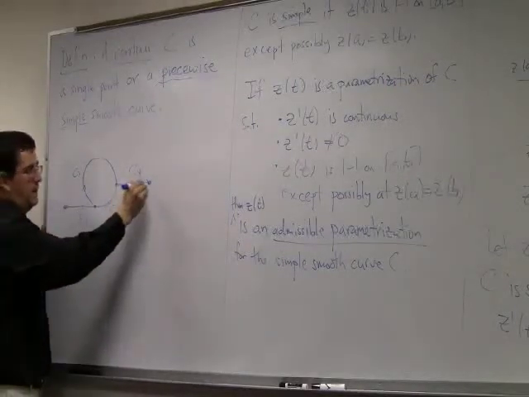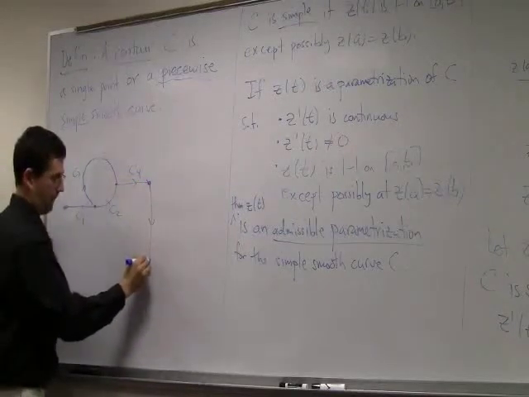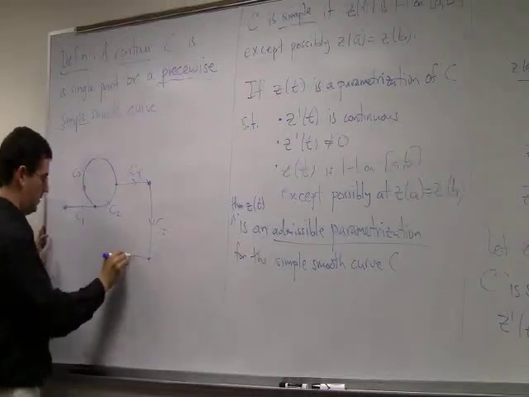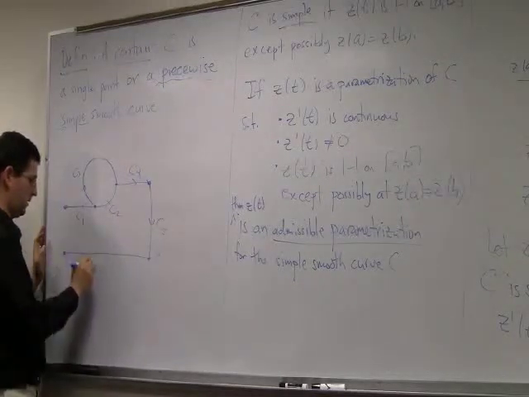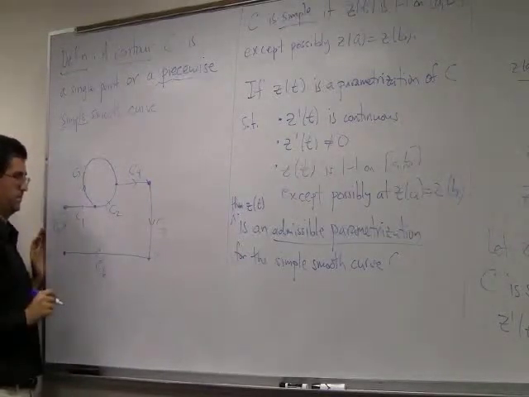Now, let's say I kept going here. This will be C5. And then I come back here. It'll be C6. And then I can go back up here. This will be C7. It's like a strange circuit.